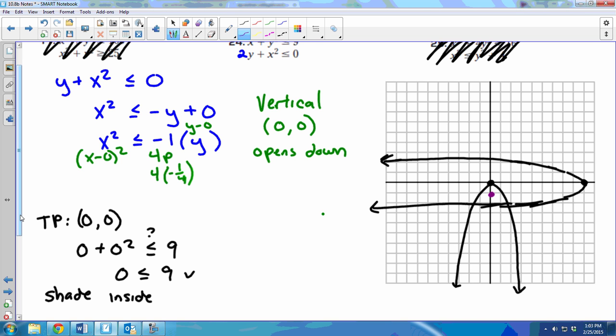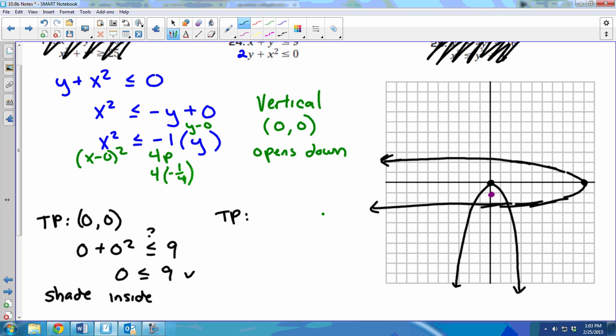If you pick a point inside the parabola, then if it's true, you shade inside the parabola, right? If it's false, you shade outside. If you pick a point outside the parabola, which is not wrong, then if it's true, you shade outside the parabola. If it's false, you shade inside. So keep track. If it's true, you shade where that point is. Okay? All right.